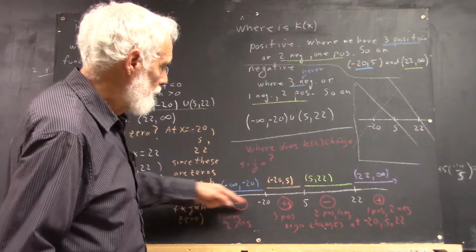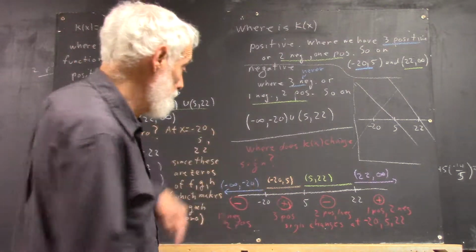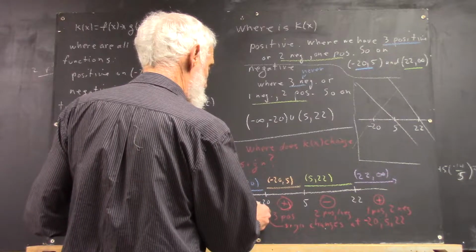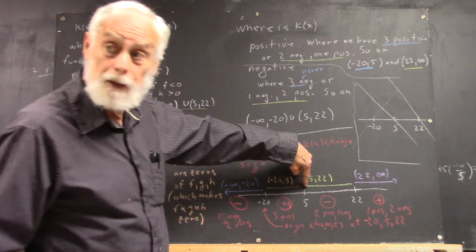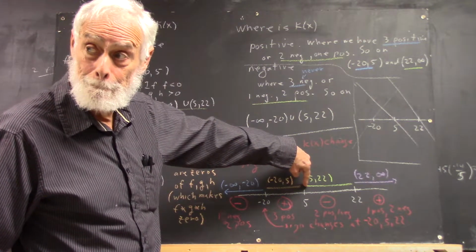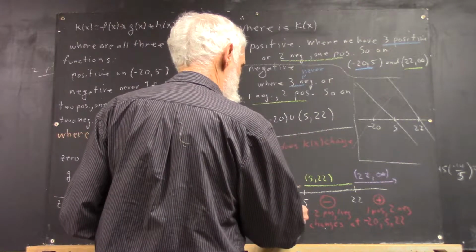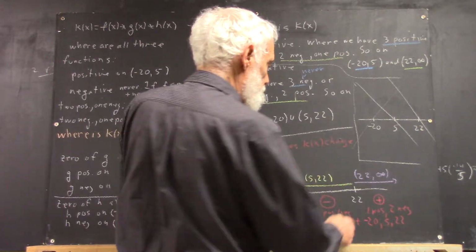So we're negative here, we're positive here. We change sign right between these two intervals at negative 20. So there's a sign change here. And then we go from positive to negative at 5, right? Okay? So there's the sign change. And we go from negative to positive at 22.